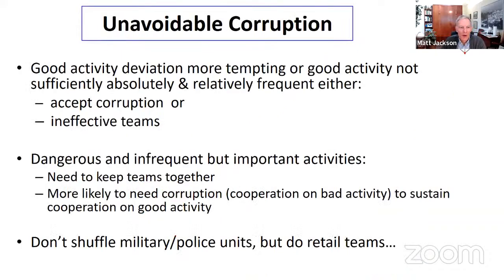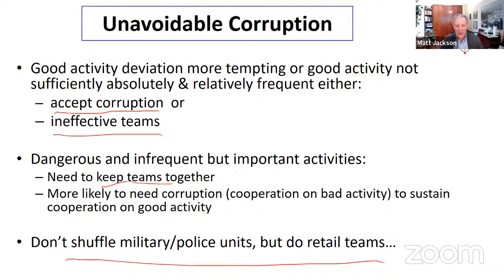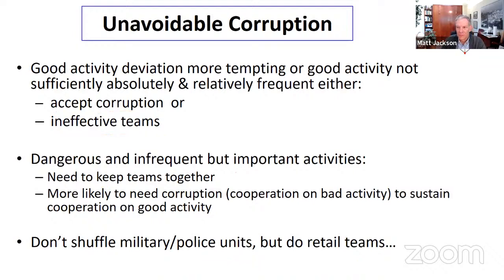Okay, so unavoidable corruption. That's going to be this situation. If you've got the good activities more tempting, or the good activities not sufficiently frequent, then either you accept the corruption or you deal with ineffective teams. And for important activities that are dangerous and infrequent, you may keep your teams together, and you might have to deal with some corruption in order to sustain things. And that's sort of the logic behind why you might see some organizations shuffling their teams to avoid any kind of cooperation, and others keeping them together and tolerating some forms of bad corruption.